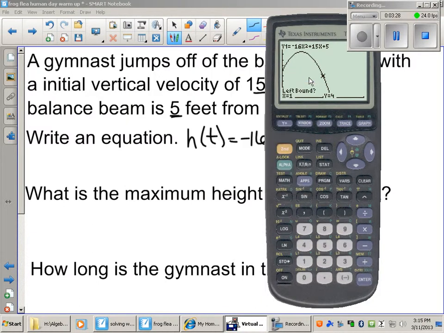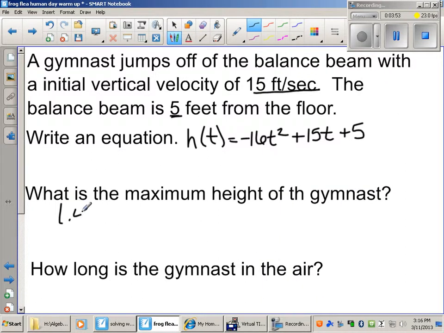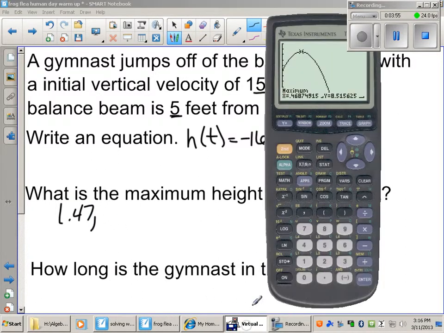Okay, sorry about that. And we're going to take this and swoop to the left of the maximum. So I'm to the left of the maximum, and I'm going to hit enter. And then I need to go to the right of the maximum, which is going to be over here. And I hit enter. It asks me if I want to guess. No, I don't want to guess. So I hit enter. And here at the bottom, it gives me my answer. So the maximum looks like it's going to be 0.47, comma 8.52. So I want to explain what that means.